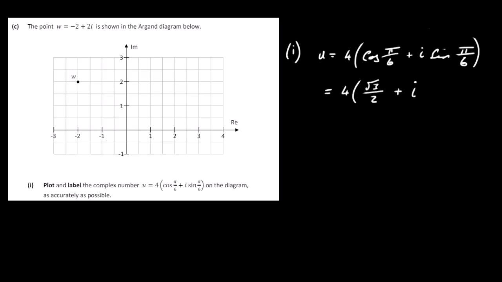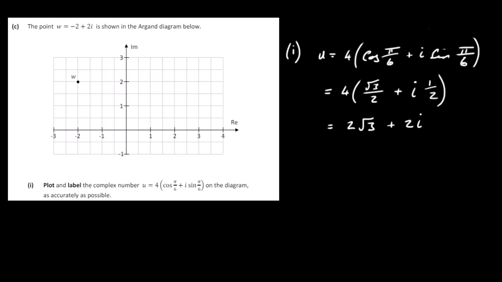Plus i sine of pi over 6, the sine of 30 degrees. Sine of 30 degrees is a half, so we'll multiply that by a half, and that's it. Let's see, 2 into 4 is 2, so we end up with 2 root 3 plus, 2 into 4 is 2, so it's just 2i. So that's our complex number in rectangular form.